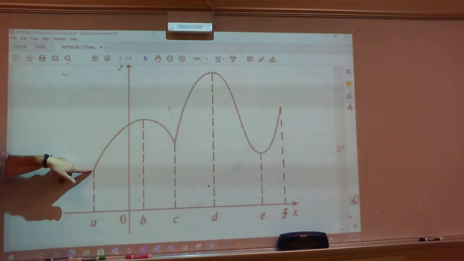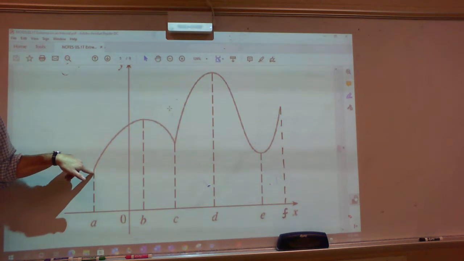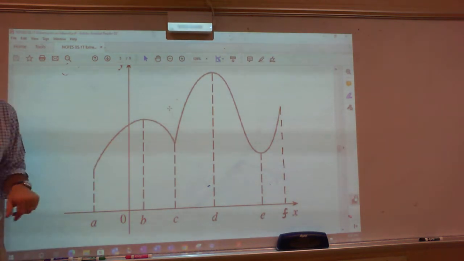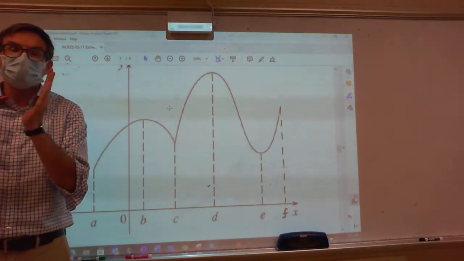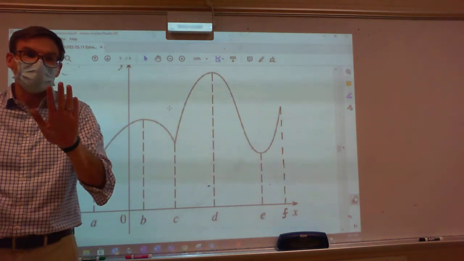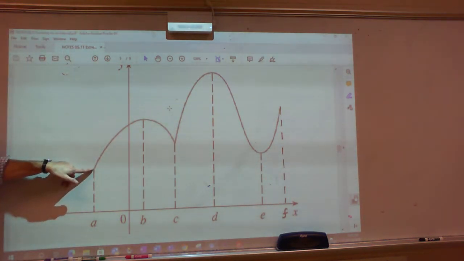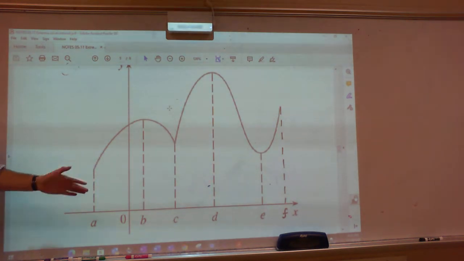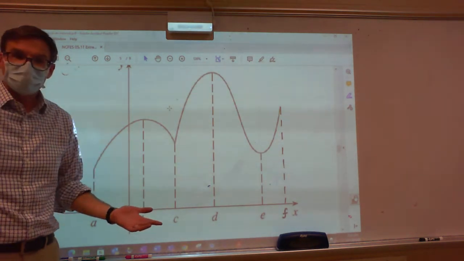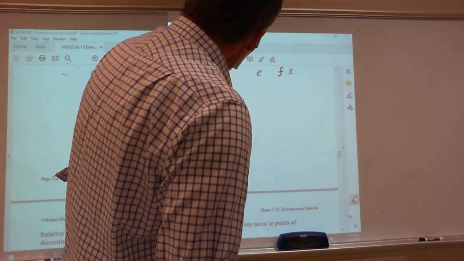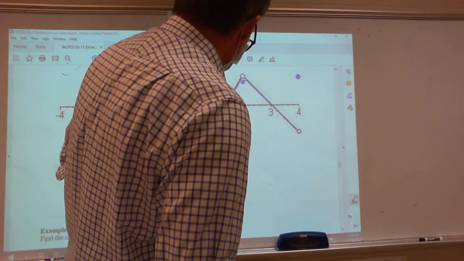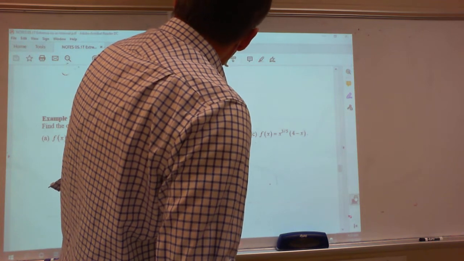Back when we first looked at this picture, I said this was an absolute minimum because it was the lowest point. This is not a local minimum. For something to be local, it has to be lower than the points around it, meaning it has to have points to the left and right of it. Are there points to the left and right of this? No. So endpoints can't be local maxes or mins.